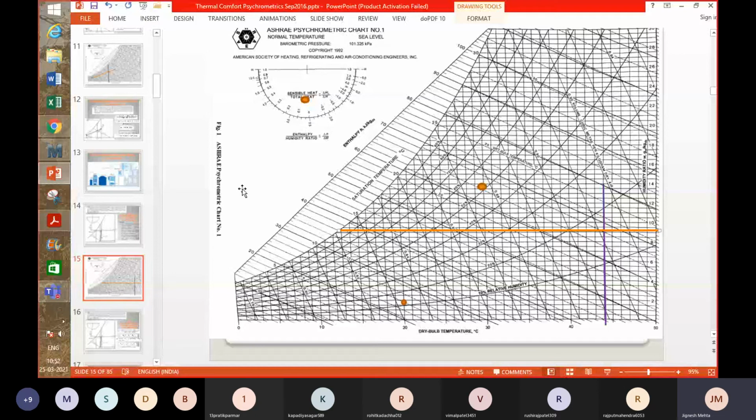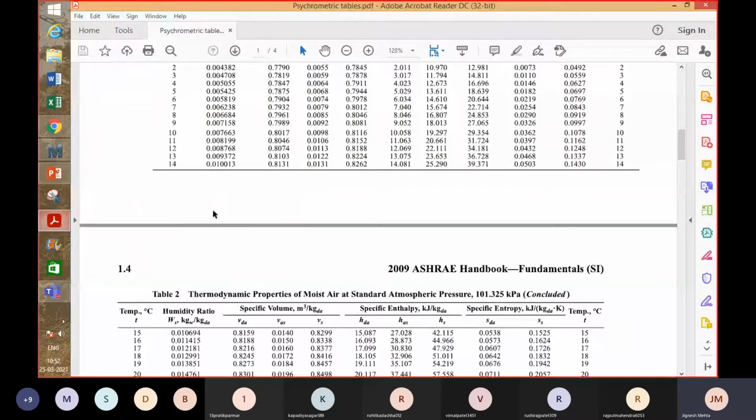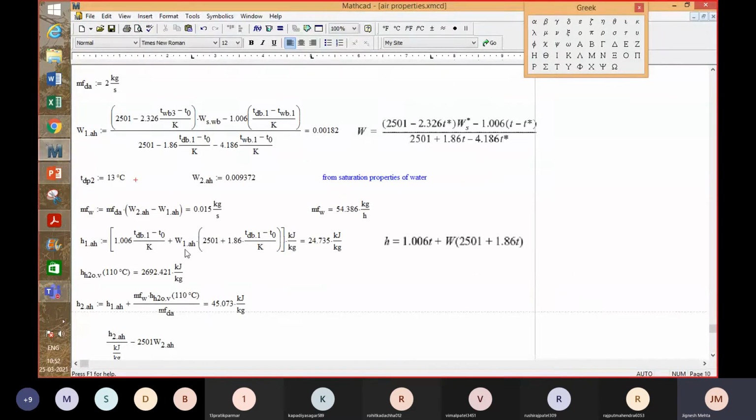Or how do you get it from the table? Again, very easy. At 13 degrees Celsius, whatever is the WS, that's the humidity ratio. So it's 0.009372, or 9.372 grams of water per kilogram of dry air. That should be the humidity ratio at 13 degrees Celsius dew point temperature. So you can directly write it from the table. That's what has been written here. So that's the final humidity ratio.